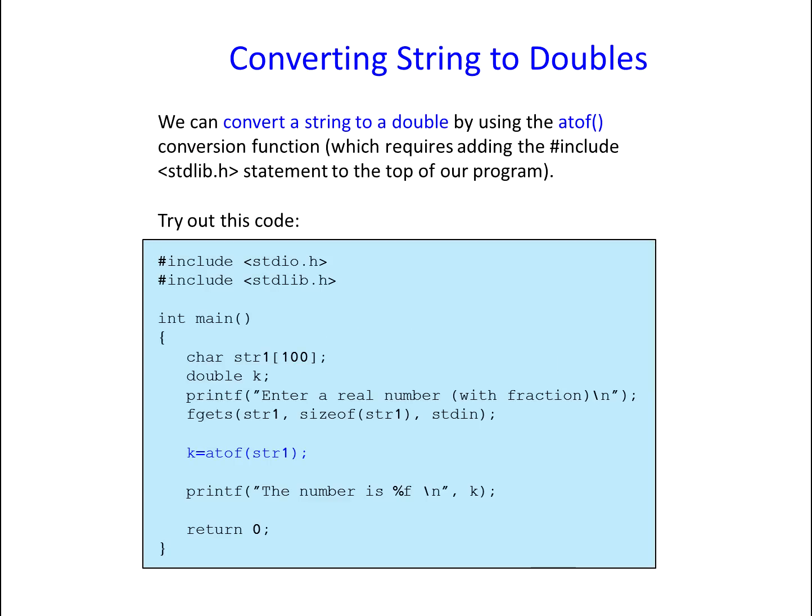Alright, so we'll also want to convert a string to a floating point number or to a double. We can do this the same way, except instead of atoi, which is ASCII to integer, we do atof, which is ASCII to float. Again, we can enter in a real number, and then we can call the conversion function that will convert the string to, in this case, K is a double, and this will convert it to a double precision data type. Then you can print it out with the %f, which gets tied to the variable K.